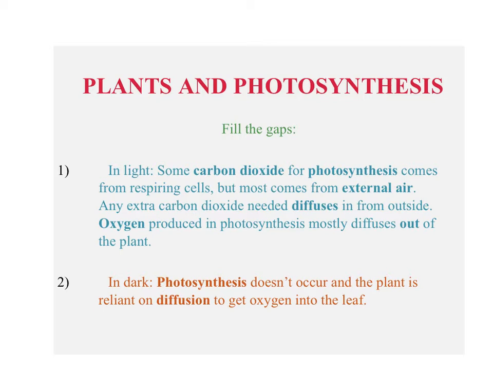So your answers should have hopefully looked something like this. In the light, some carbon dioxide for photosynthesis comes from respiring cells, but most of it comes from the external air.